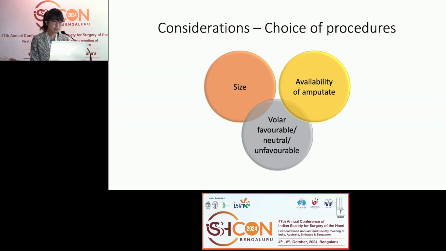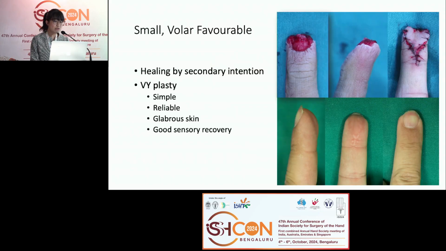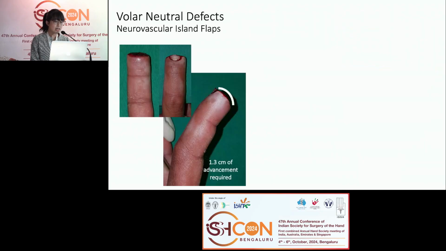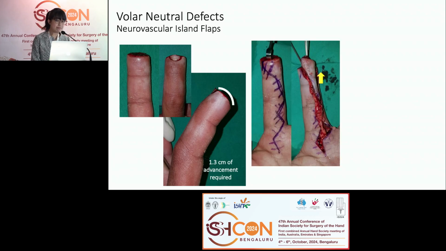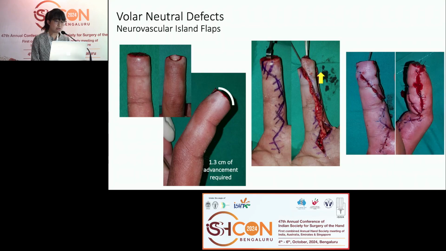So when choosing the procedure, we need to consider the size of the defect and the availability of the amputated part. In small volar favorable defects, we can treat it either by letting it heal by secondary intention or use a VY advancement flap. However, for slightly larger defects like a volar neutral defect, my preference is to resurface using a neurovascular island flap from the same digit. The flap is raised as a triangular shaped flap on one of the digital neurovascular bundles of the digit and advanced to cover the defect. The donor side is usually closed primarily.